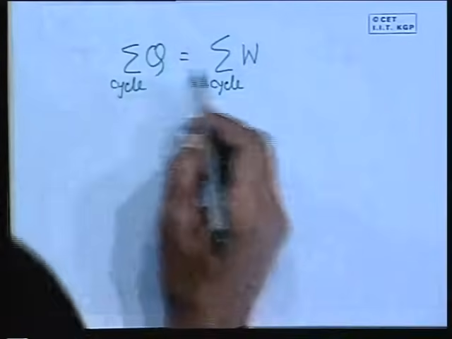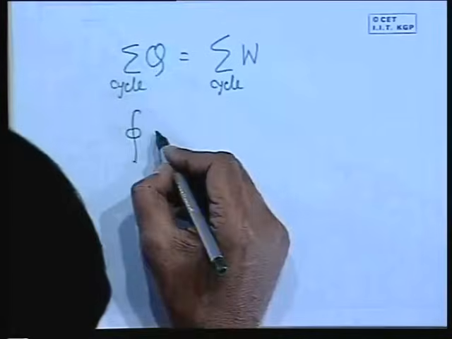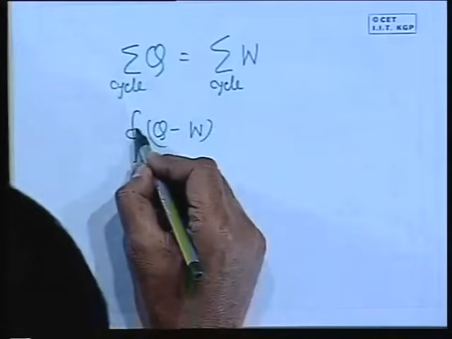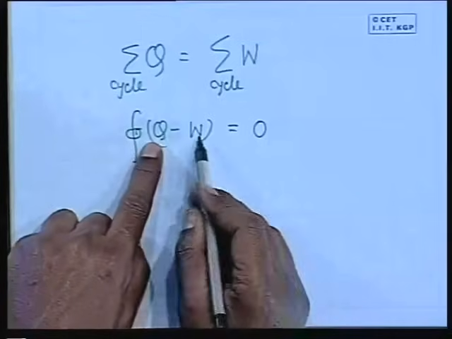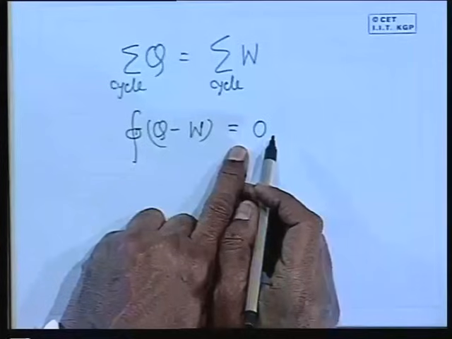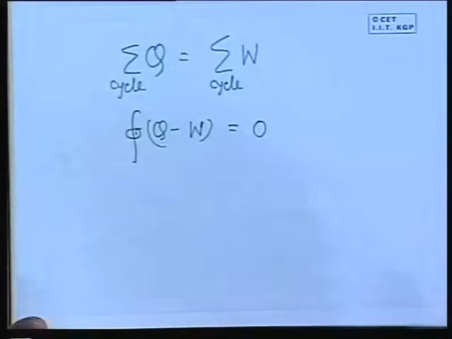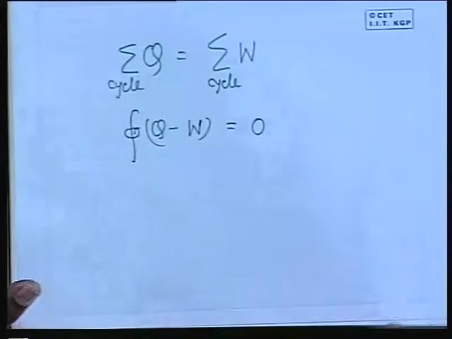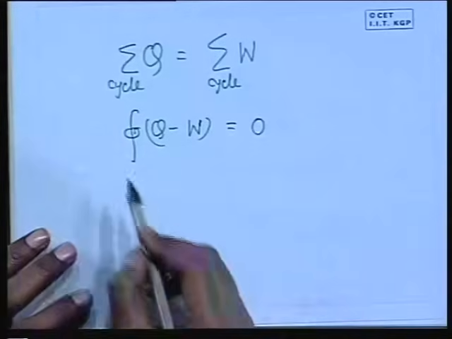All right, this can be written in an integral fashion, and taking this to this side, Q minus W, in a cycle with a sign like that, the cyclic integral is equal to zero. That means the difference of heat and work interactions in a cyclic process must be zero. Q minus W is zero. Now this can be interpreted in a different way.